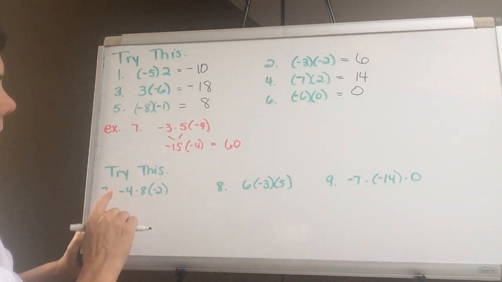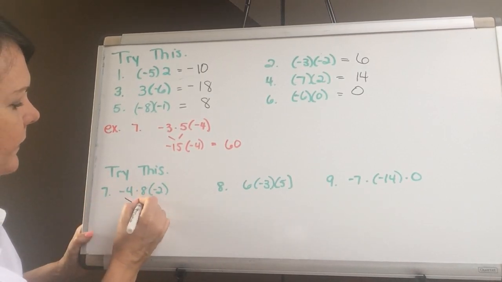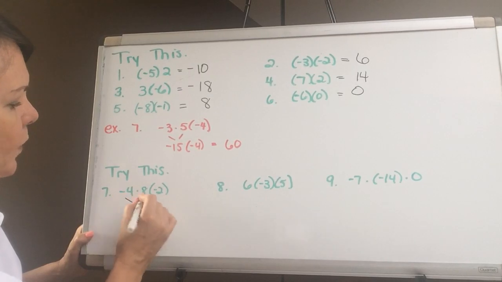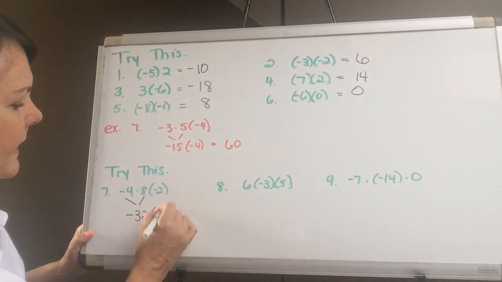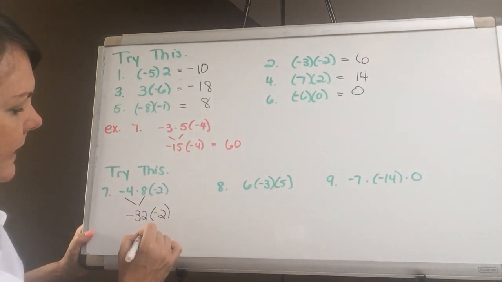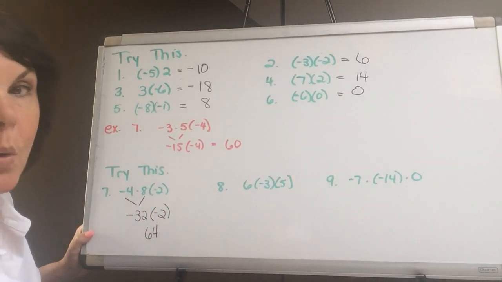Look at this one. Negative 4 times 8 times negative 2. A negative times a positive is a negative. 4 times 8 is 32. Then multiply that by a negative 2. A negative times a negative is a positive, and 32 times 2 is 64.